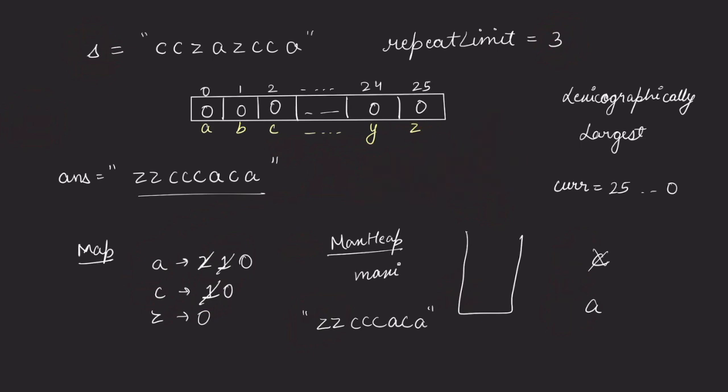And space complexity wise, in our map, we will store only unique characters. Inside the max heap also, we will store only the unique characters. So the space complexity will be order of k, where k is the number of unique characters in s, which in the worst case can be 26, right? So let's quickly look at the code for this approach as well.